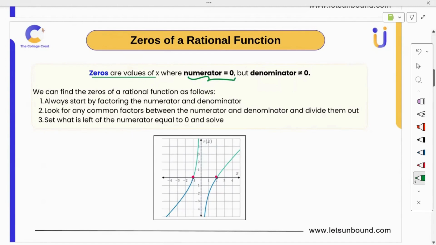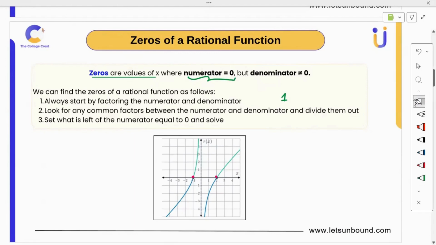If 1 is my zero, then I will plug 1 into the numerator, and the numerator should become 0. At the same time, when I put 1 in the denominator, it should be a non-zero value. So simultaneously, they can't both be 0. Numerator 0, and strictly the denominator should not be 0. Those values we call zeros.